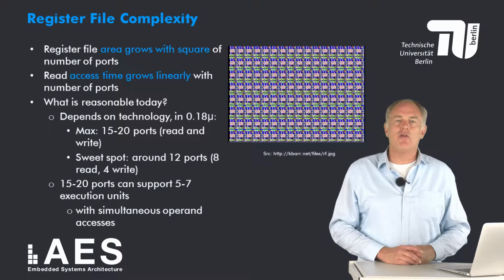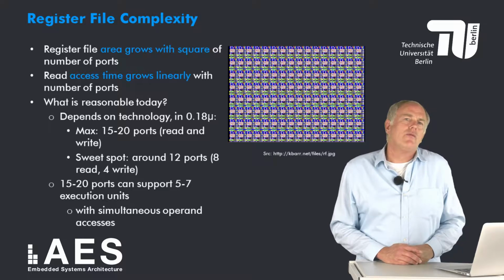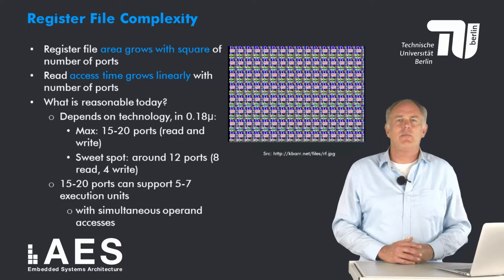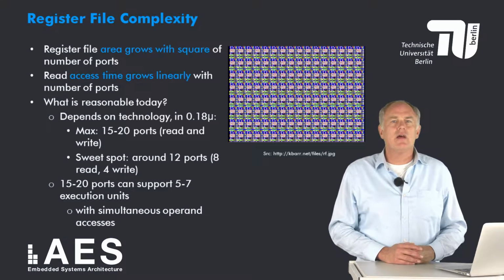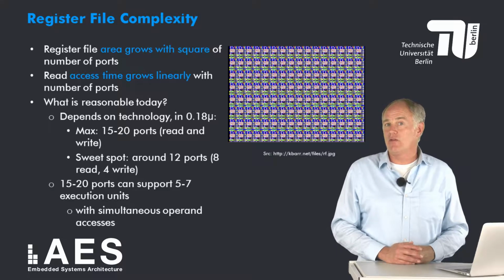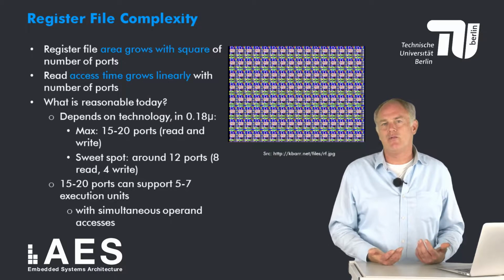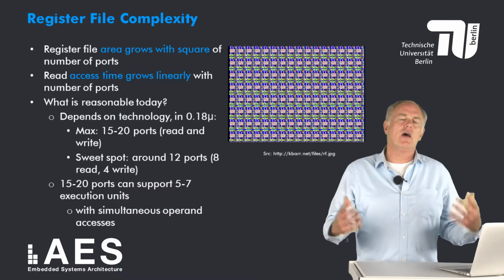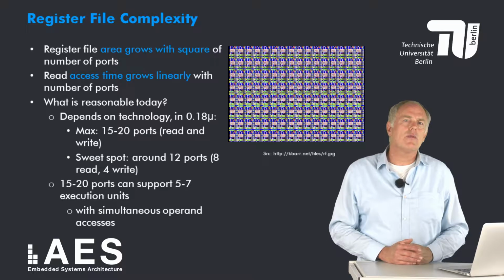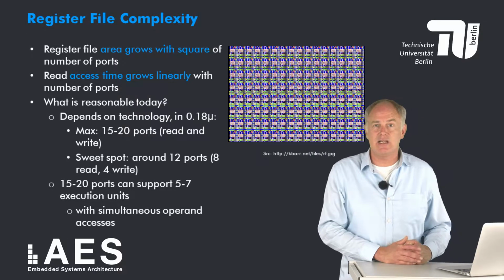What is a reasonable number of ports today? Of course it depends on the technology. For 0.18 micrometer, the maximum is about 15 to 20 ports for read and write. The sweet spot, the optimal spot, is around 12 ports, meaning 8 for read and 4 for write. So 15 to 20 ports can support 5 to 7 execution units. That is a pretty large VLIW. But when talking about a company, they have VLIWs with hundreds of slots. Then there will be a significant issue.